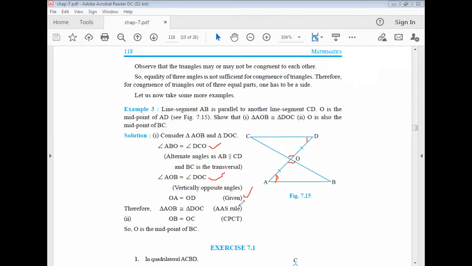So which rule do we apply here? AAS? No, ASA. It is a misprint here. Which rule will apply, students? ASA. Understand? Angle, side, angle. And by CPCT, what will happen? OB is equal to OC. It means O is the midpoint of BC. Understand? This is all about the congruence criterion ASA, and we will discuss exercise 7.1 in our next video. Thank you.